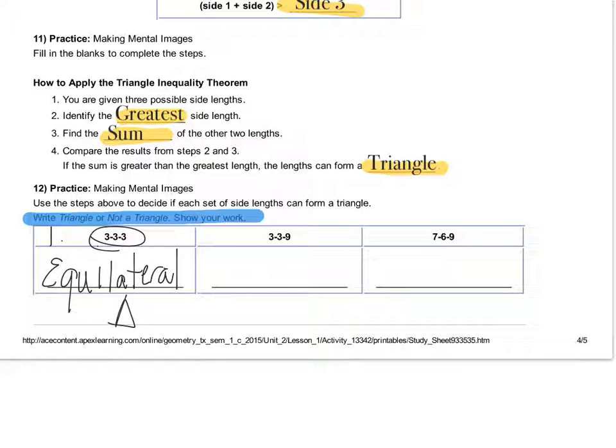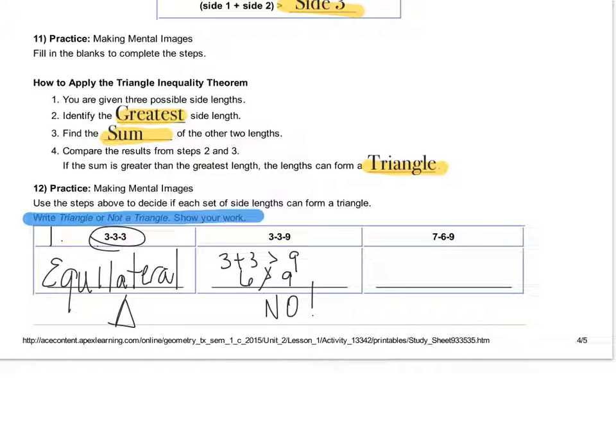Okay, and then you've got 3, 3, 9. So if I follow the steps here, my greatest side is going to be 9. So I need to figure out if 3 plus 3 is greater than 9. 3 plus 3 is 6. 6 happens to not be greater than 9. So just because that didn't work, it's going to be a no.